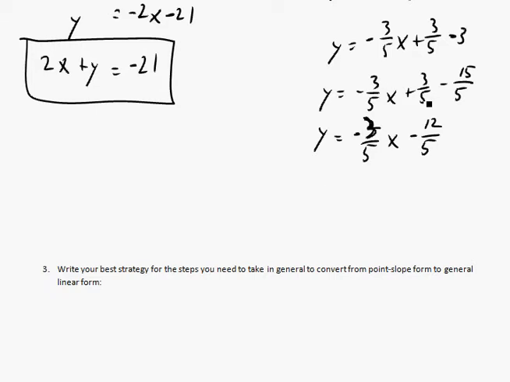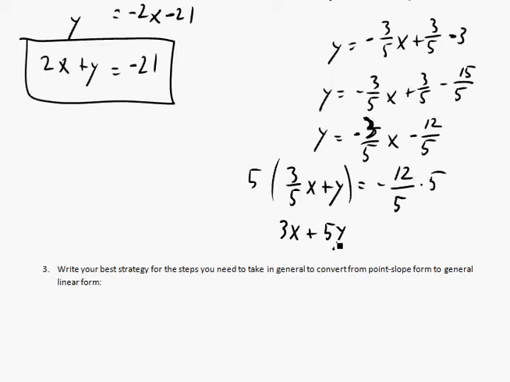Now that we've got this equation in slope-intercept form, we still want to get it in general linear form. So I will add the 3/5 x to both sides in order to get the two terms with x and y on the same side. And we could stop there, but I would prefer to simplify this equation to eliminate the fractions. I can do that by multiplying both sides of the equation by 5. On the left side, that gives us 3x plus 5y, and on the right side, negative 12.